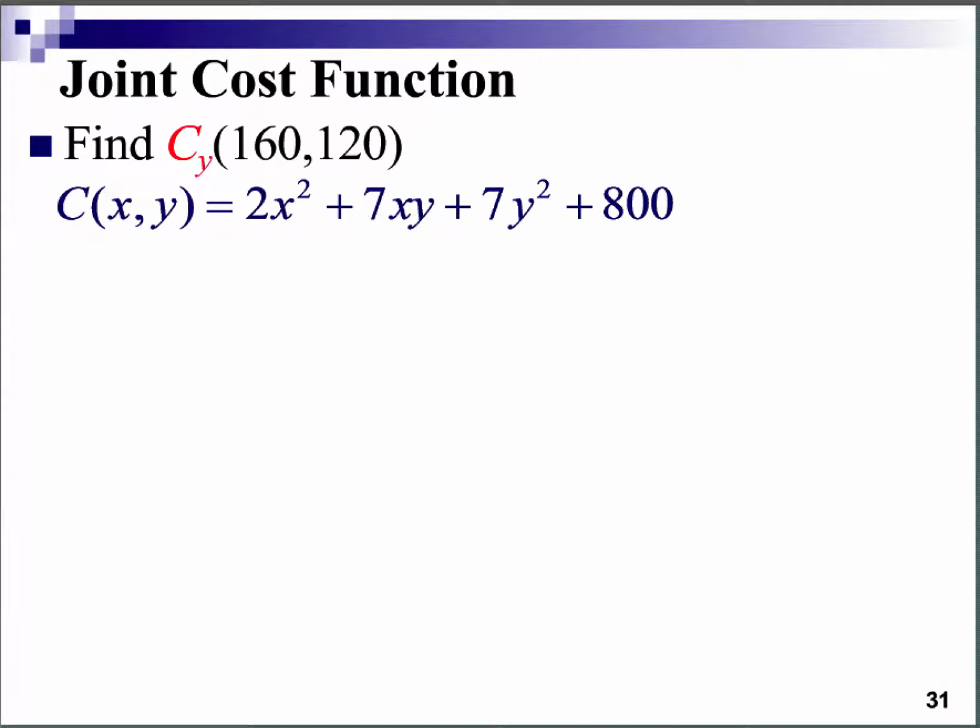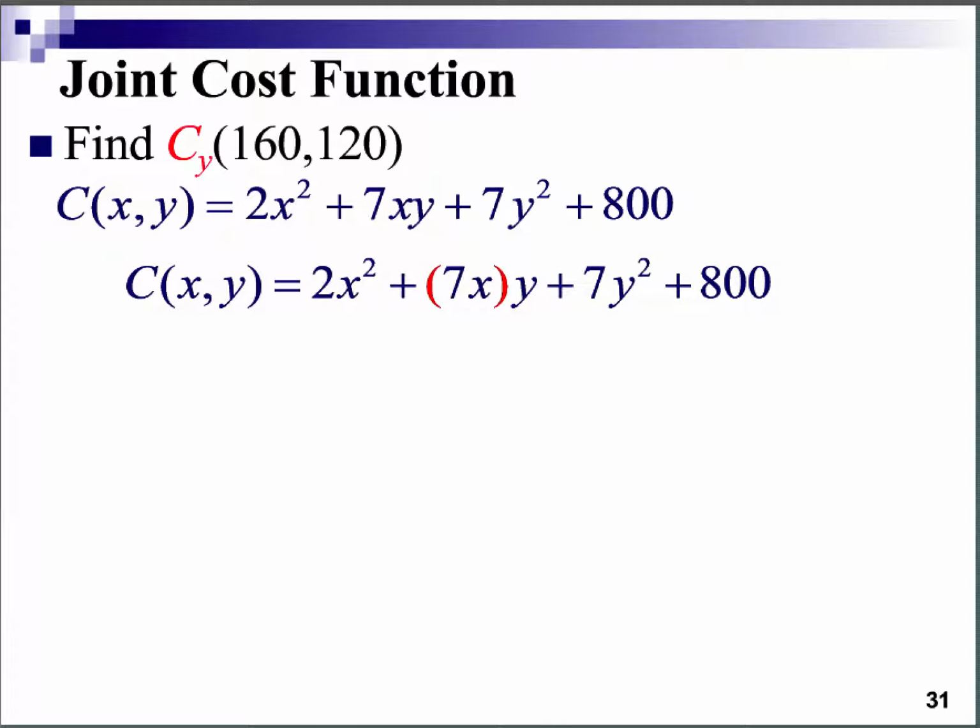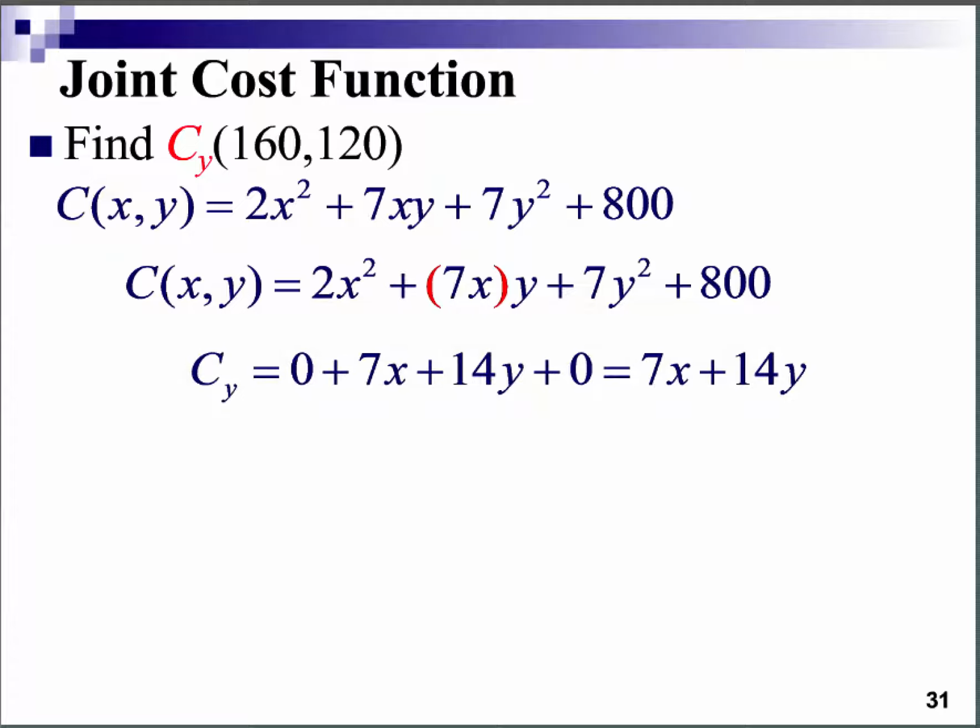Now we move to the partial derivative with respect to y at the point 160, 120. So as before, we rewrite the original cost function so that the mixed term 7xy is in the proper form. So in this case, since we're taking the partial with respect to y, x is behaving like a constant. So 7 and x go together as the constant multiplier, and y is the variable and stays outside. So now we can start to take partial derivatives.